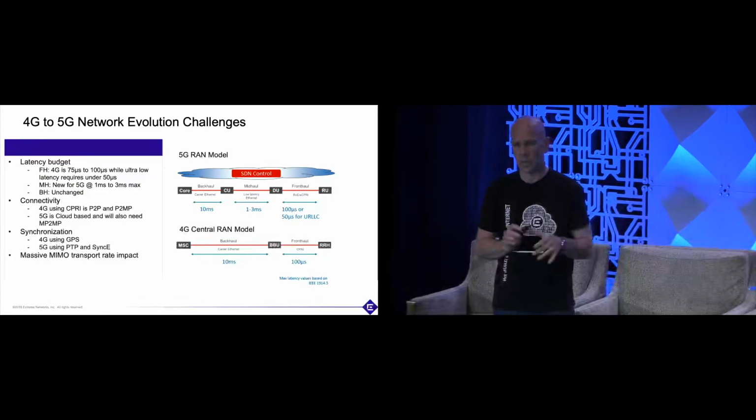A couple of key points I want to make here is looking at the 4G centralized RAN model. Obviously, as I started my presentation saying, everything is around a few big data centers. While with 5G, you go into a distributed model with a lot of small micro data centers, which basically means that you go into a 5G architecture.